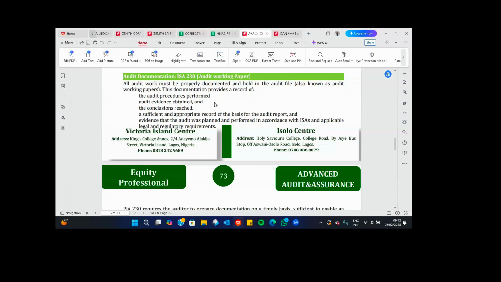So the audit documentation, the audit working paper, provides a record. We show the audit procedure performed, we show the evidence obtained, we show the conclusion reached, and we state whether they have obtained a sufficient and appropriate record as the basis of the audit report. Okay?